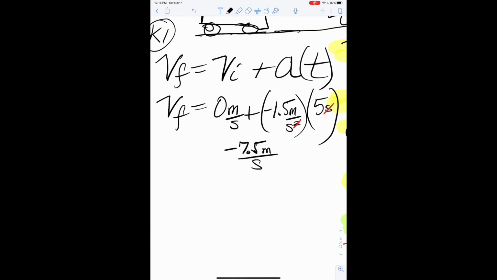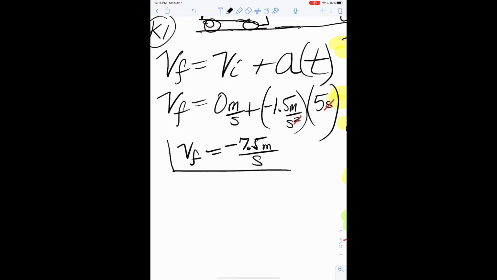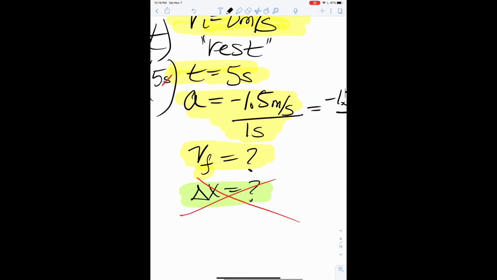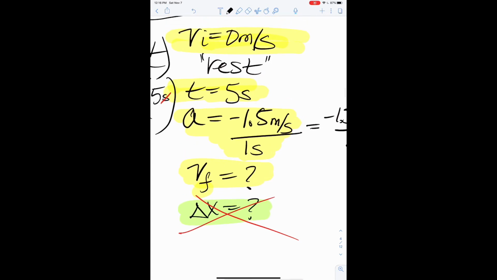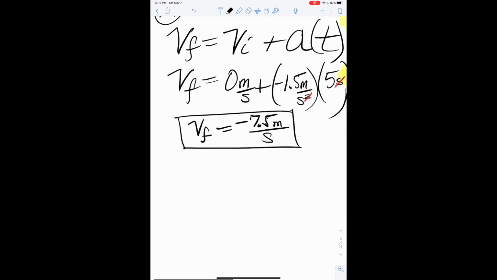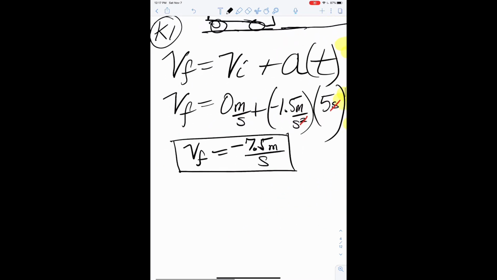Okay. And that's it. All right, cool. All right, now let's go ahead and get delta x. So we have a lot of different ways to get delta x. I think I'm going to go K2. It doesn't really matter. We know every other variable, so we could use K3, we could use K4 like we just did a second ago. I don't think we've done K2 yet, so let's do that one.